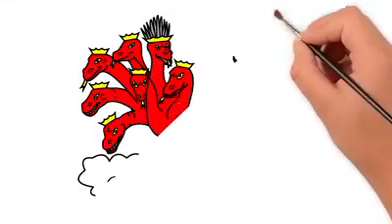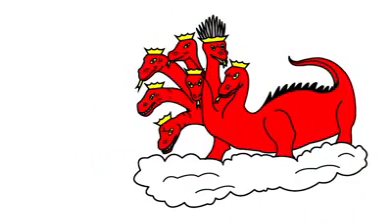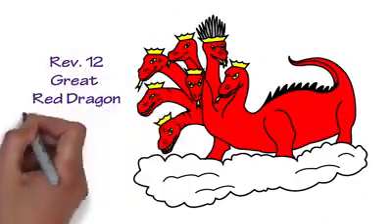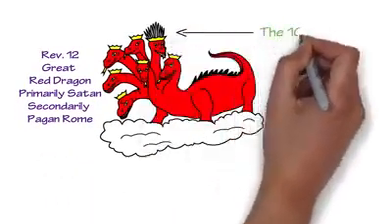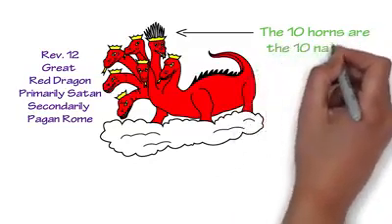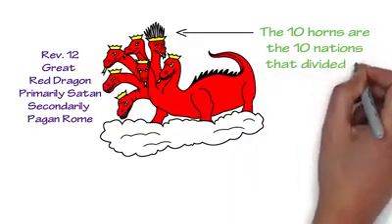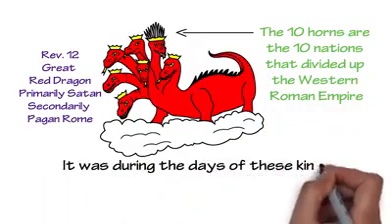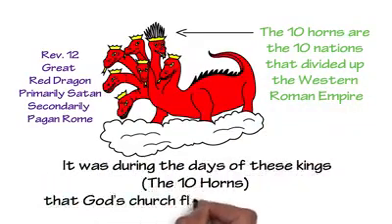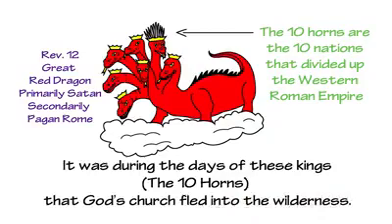In Revelation chapter 12, we learn the great red dragon with 7 heads was primarily Satan and secondarily pagan Rome, who crucified Jesus. The 10 horns on the dragon are the same as the 10 toes of Daniel 2 and the 10 horns of Daniel 7. They are the 10 nations that divided up the Western Roman Empire. It was during the days of these kings that God's church fled into the wilderness.